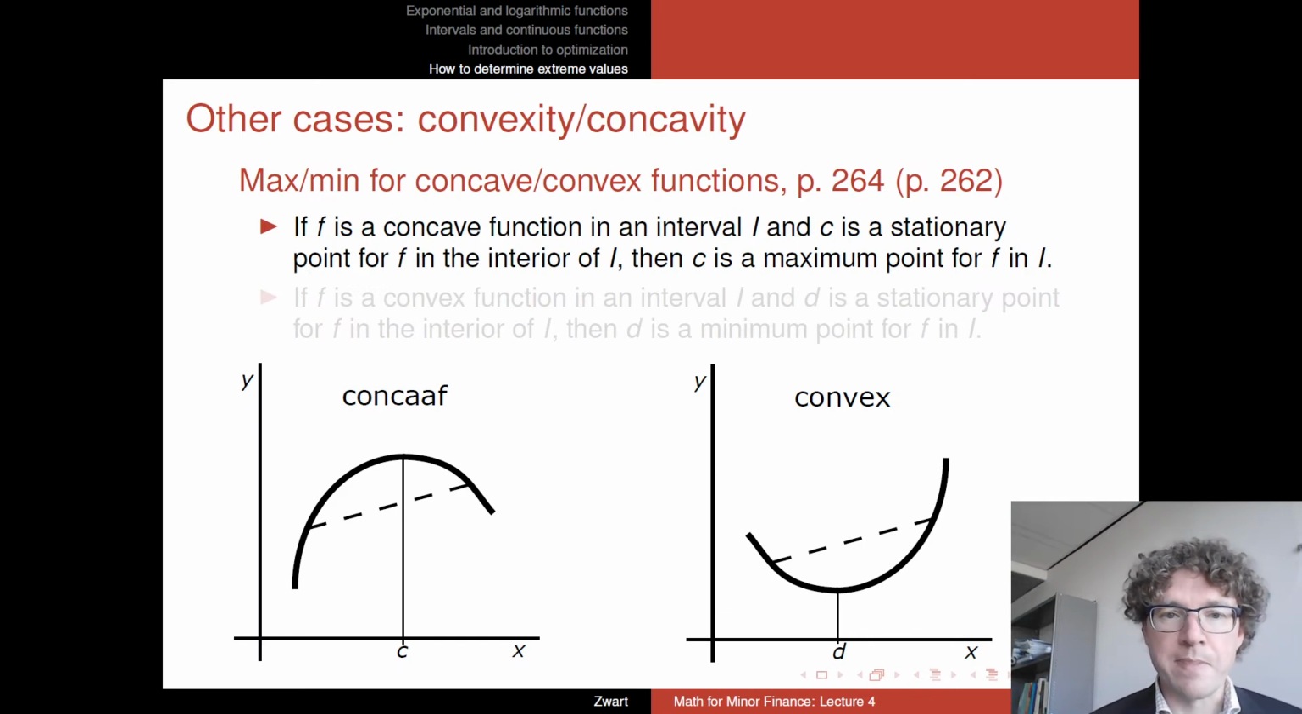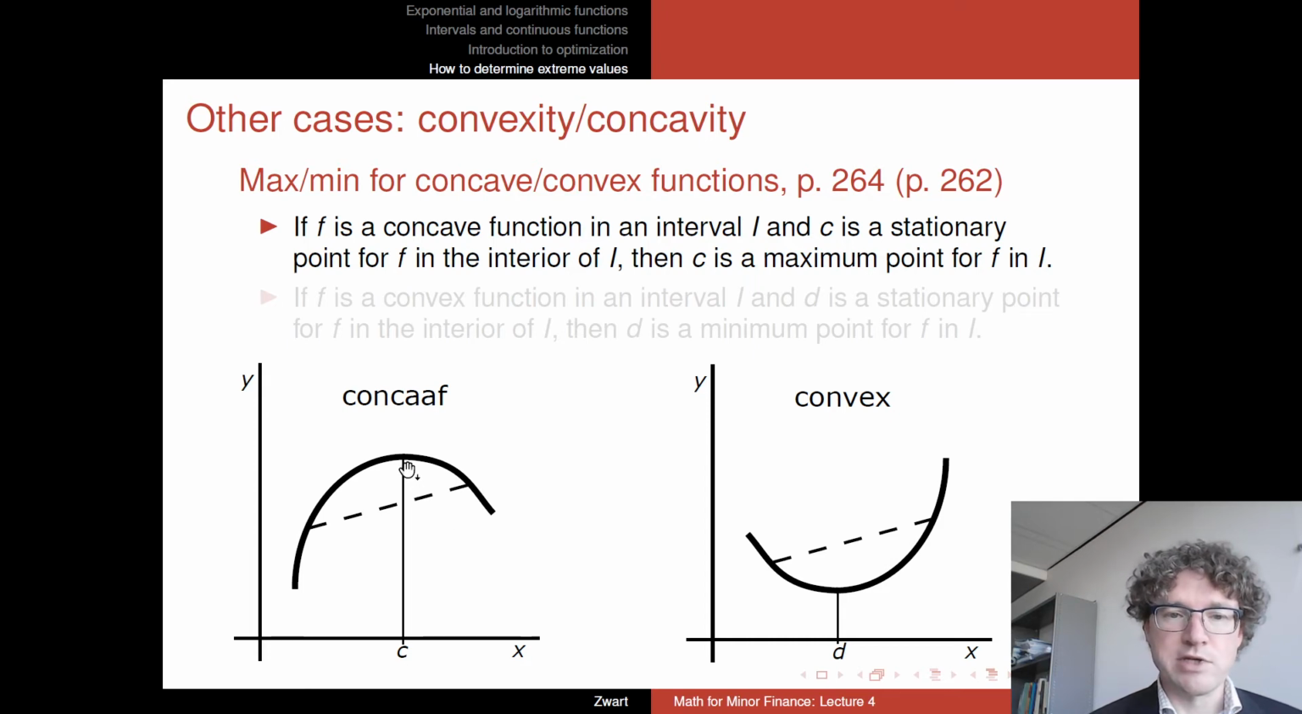If you remember, a function is concave if its second derivative is negative. So this is an example of that. The second derivative of this function is negative everywhere on its domain. So this function is a concave function. If we know the function is concave and it does have a stationary point, then the stationary point must be a maximum for this function.